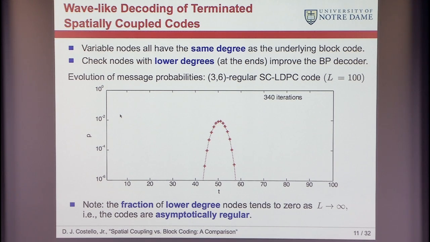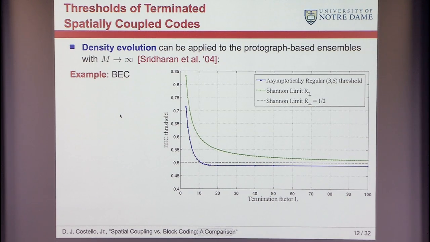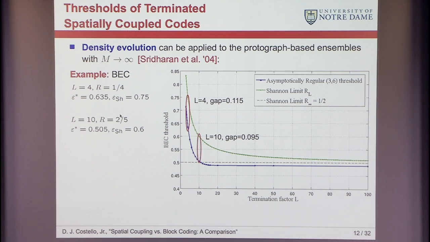So we sometimes refer to these as asymptotically regular codes or almost regular codes. So the idea is we're trying to preserve the regular structure so we get distance, and yet also get the threshold performance more often associated with irregular codes. So we can do density evolution, as I said, on the protograph to determine thresholds. And this is an example for BEC.